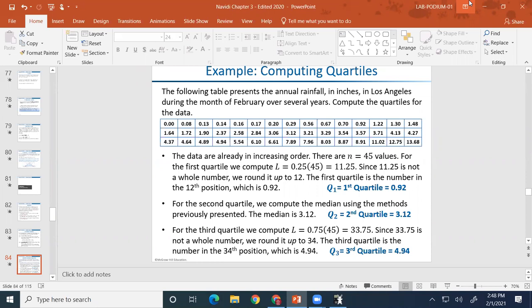Another way of looking at it is like this, but I don't know if this book mentions it. So 45 plus 1 is 46, divided by 2, so the 23rd position is the median.